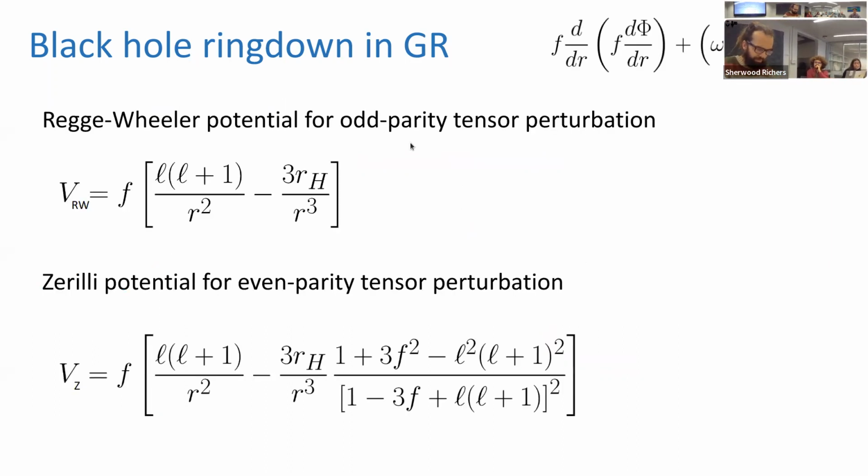So for example, for a Schwarzschild black hole, for odd parity tensor perturbations, so perturbations of the metric that transform like a magnetic field, the potential has this form, whereas the other parity perturbations have the so-called Zerilli potential. You see they have slightly different forms. So you can put them back in the equation and compute the frequencies.